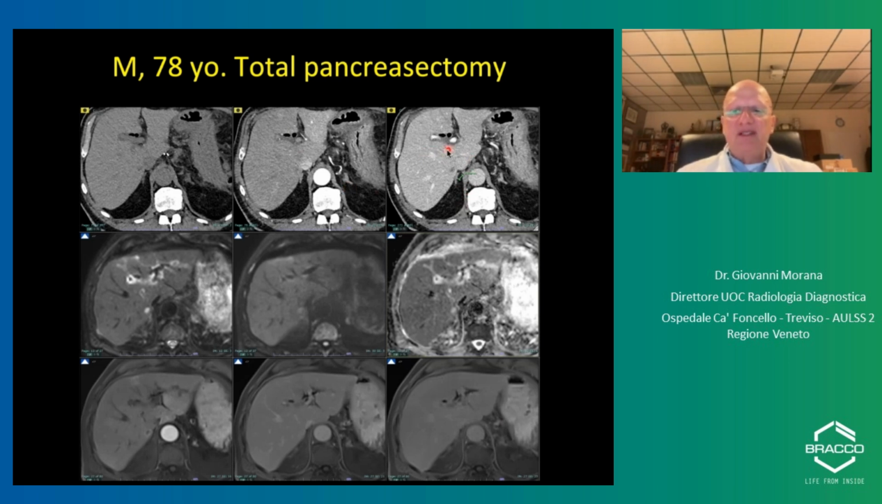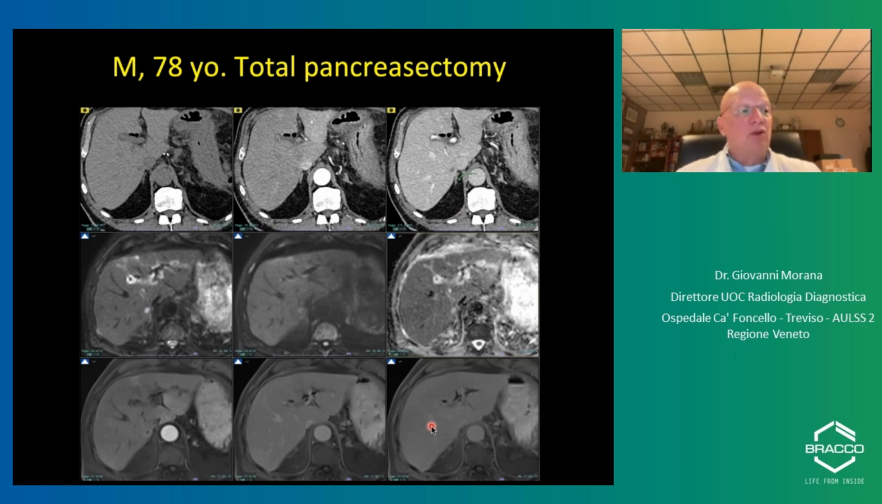and on CT there were these small lesions, clearly not characterizable with CT. With MRI, we see these lesions showing a loss of signal on DWI, bright on T2, and at the end, if we wait minutes and minutes, there is a complete fill-in of the lesions.